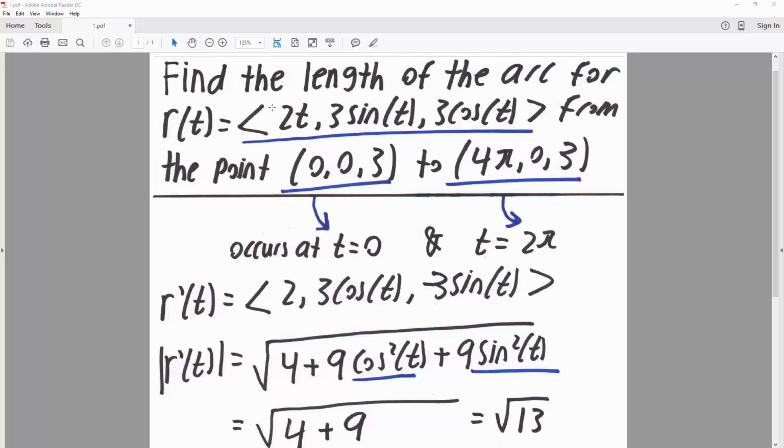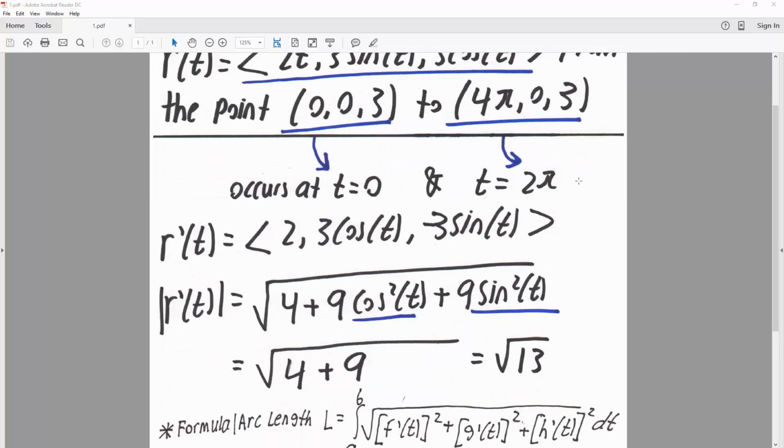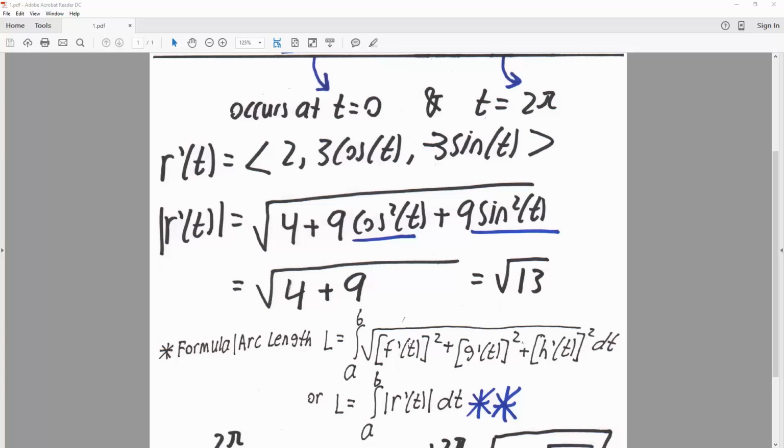Okay, in this problem, we want to find the length of the arc for r(t) equal to the vector 2t, 3 sine t, 3 cosine t from the point (0, 0, 3) to (4π, 0, 3). So first, I'm going to take you guys to the formula of arc length. And the formula is like this.